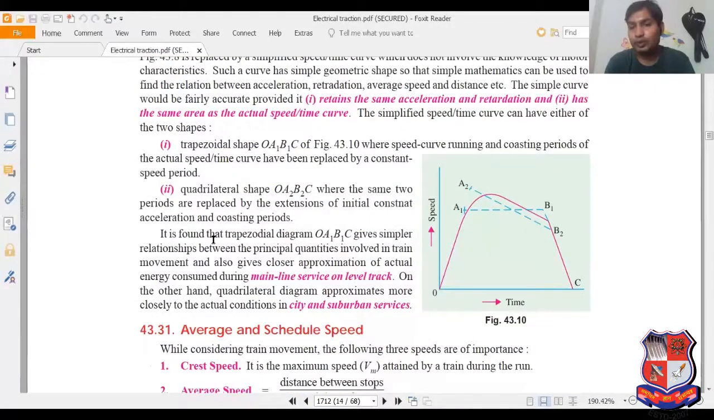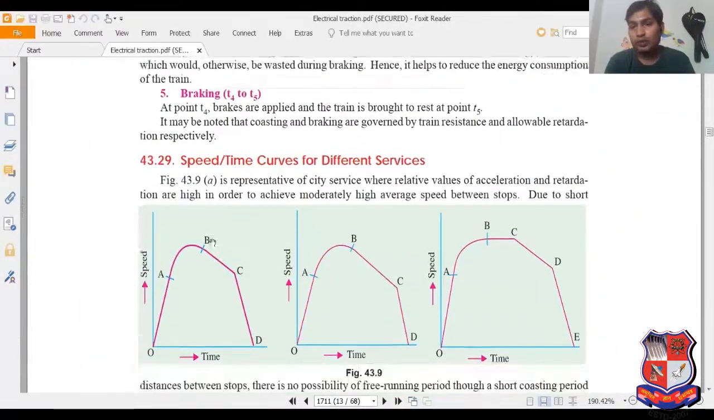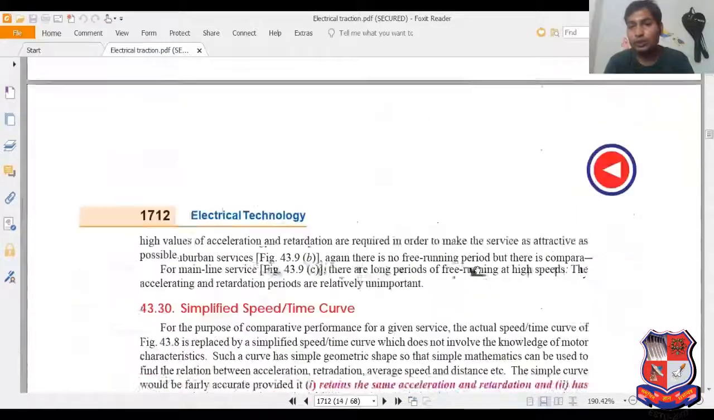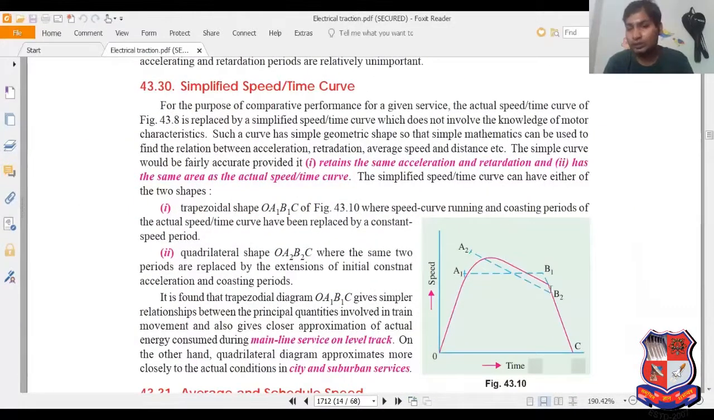If you focus on this speed time curve, this can be better simplified with the help of a trapezoid, which is shown over here. The original curve is 0 to A2, then B2, then C. Instead of that, we can represent it by 0 to A1, then B1, and then C.